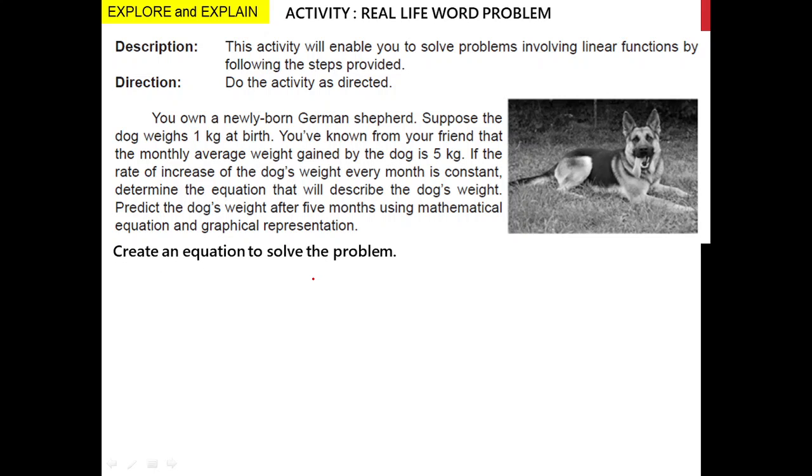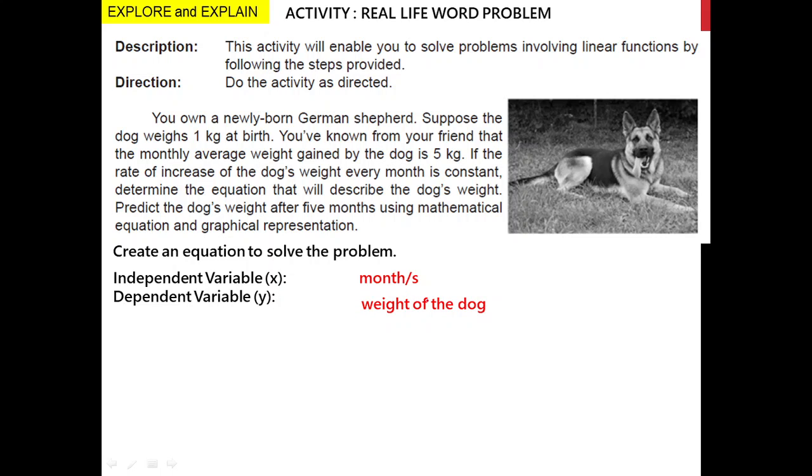Now the problem here is we need to create an equation to solve this one. Okay, but first, before we can create an equation, let us identify what are the independent variable and the dependent variable here. For this problem, our independent variable will be the number of months, and the dependent variable will be the weight of the dog per month.